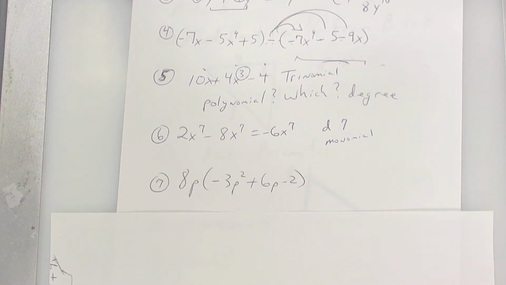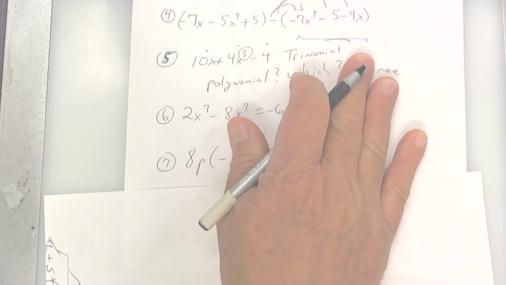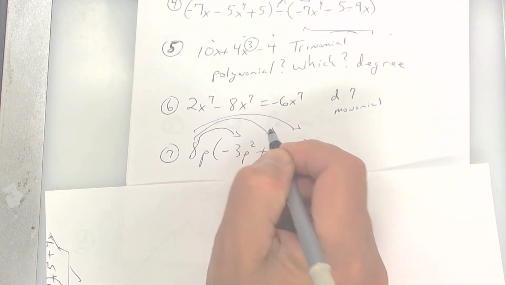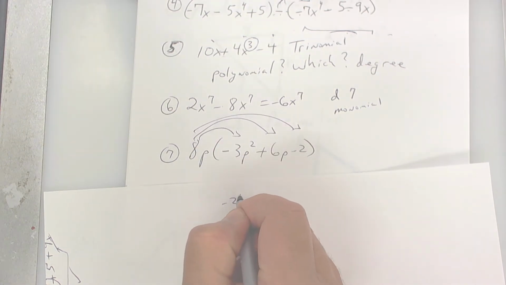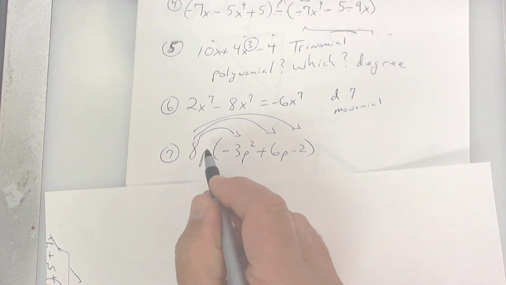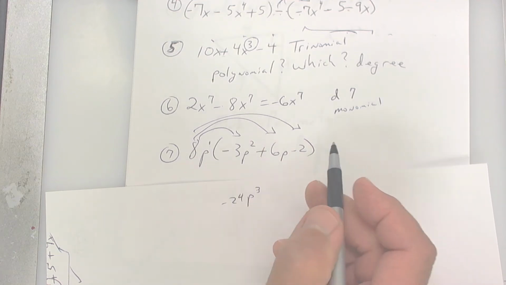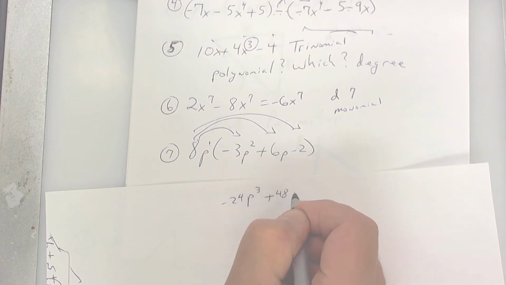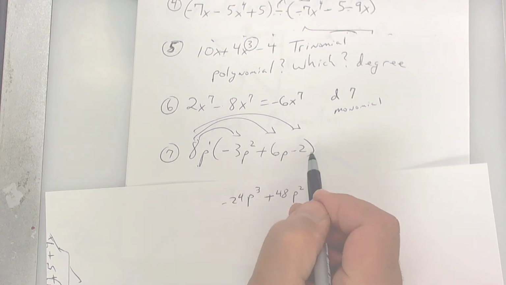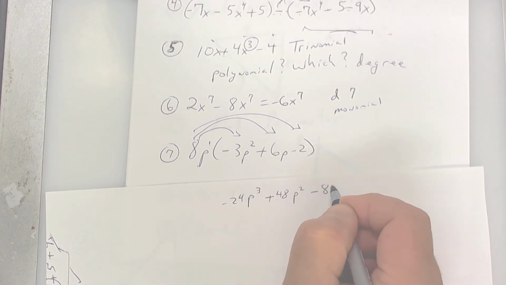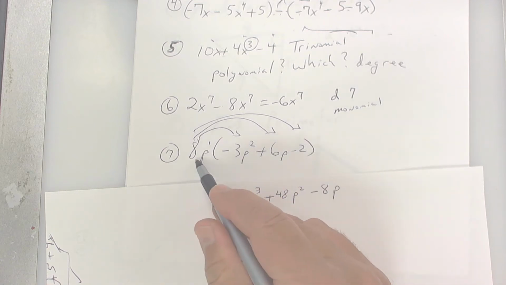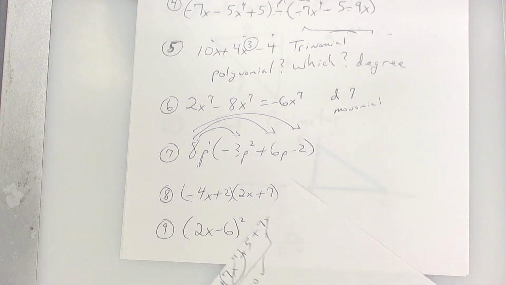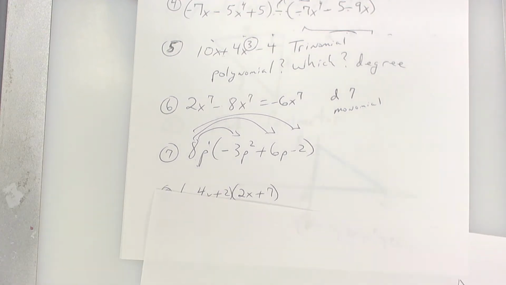One term. This one right here you have to distribute. So that gives you a negative 24p to the 3rd power because you're multiplying, so you add the exponents. This gives you 6 times 8 is 48, so that's plus 48. p times p is p squared. And then this times this is a negative 8p. Nope. 8 times 2 is 16. Okay. This right here is FOIL. You should know how to do FOIL.